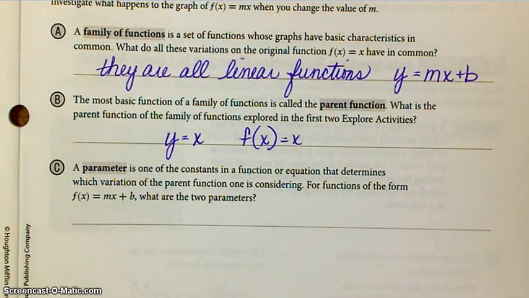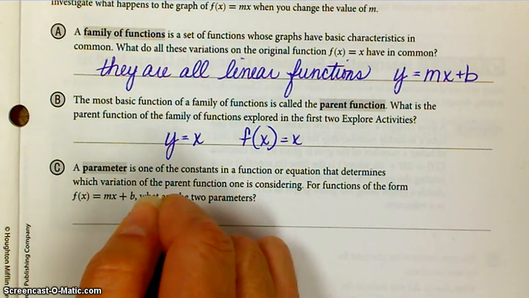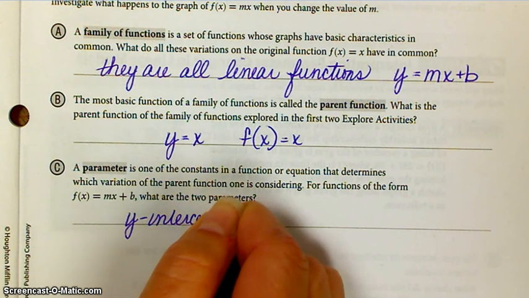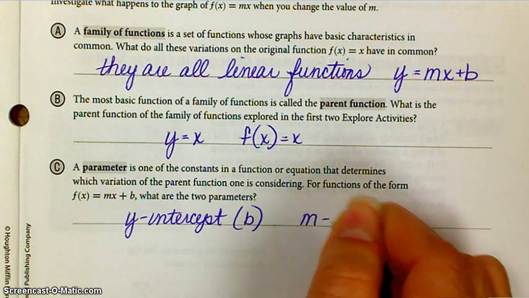A parameter is one of the things in a function, one of the constants, that determines which variation of the parent function one is considering. For functions of the form f of x is equal to mx plus b, or y equals mx plus b, what are the two parameters? Basically, they're asking what are the two things that we can manipulate to change from the parent function to something different. Well, we could change the y-intercept value, or we could change the slope.